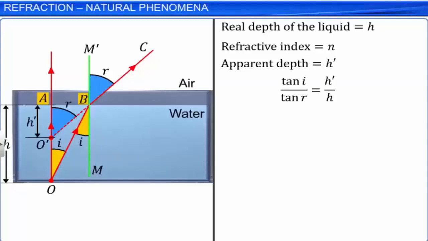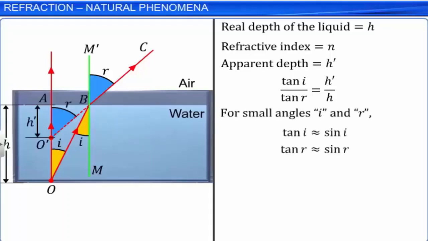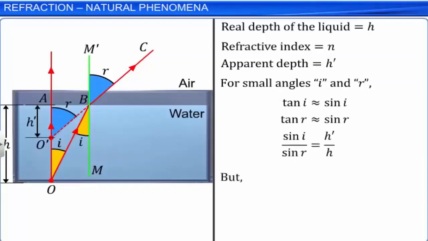But according to Snell's law, sin i by sin r is equal to 1 by n. Therefore, n is equal to h by h'. Or, the refractive index is equal to real depth by apparent depth.